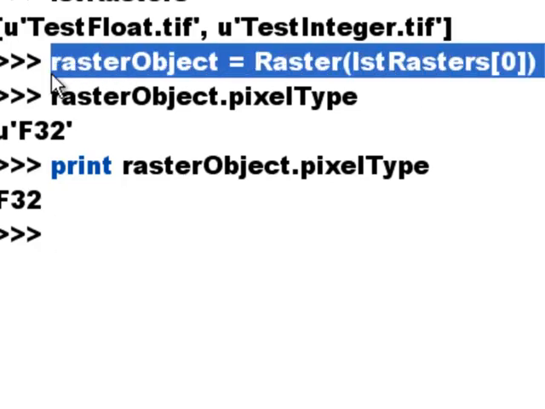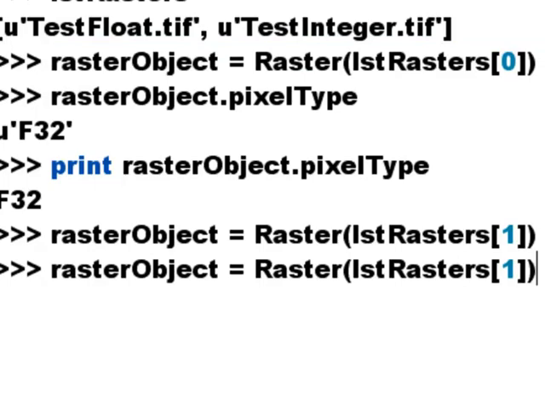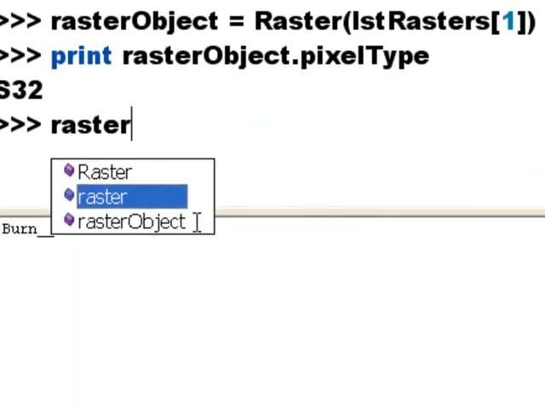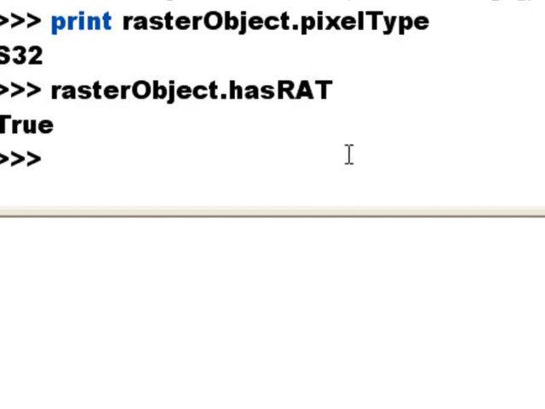So then we'll do the same thing. What's the next raster in our list? That would be index 1. And then what's the pixel type of that raster object? This is a pixel type short integer 32-bit. So we can build a raster attribute table for this raster, but it may already have one. If we look at another property, does it have a raster attribute table? So, has raster attribute table. In this case it does, so there's no need to build the raster attribute table. If that was false, then we would build a raster attribute table for that raster object.